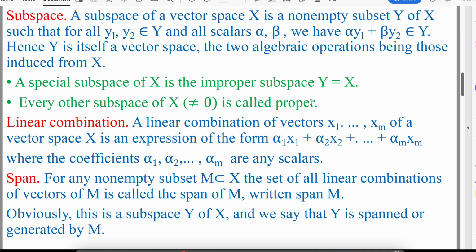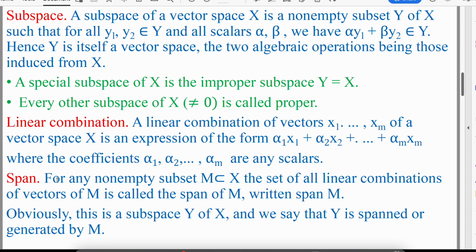Now what is a linear combination? A linear combination of vectors x1, x2 and so on up to xm of a vector space X is an expression of the form alpha 1 x1 plus alpha 2 x2 plus ... plus alpha m xm, where these coefficients alpha 1, alpha 2, ..., alpha m are any scalars. So this expression is called the linear combination of vectors x1, x2 up to xm.